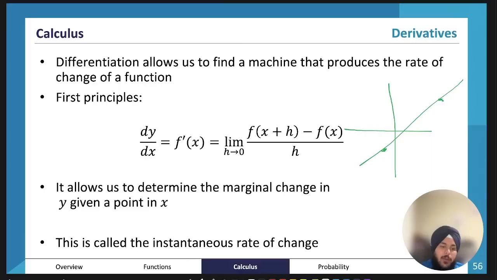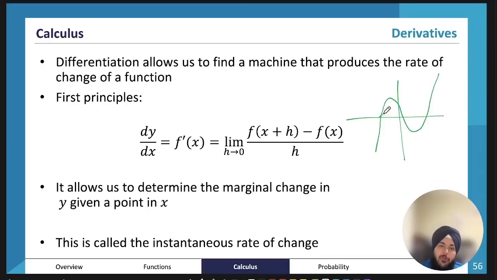However, if you have something like this, the gradient at this point is certainly not the same as the gradient at this point. You can clearly see that this is going to be a positive gradient, and this is going to be a negative gradient. So what derivatives or calculus allows us to do is work out what the gradient is at this point, and that uses something called first principles.